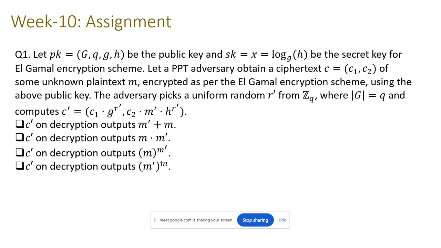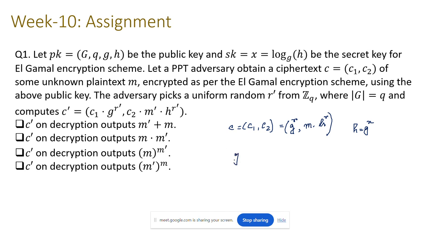So basically, C, that is C1 comma C2, according to the ElGamal encryption scheme, has the form of some G to the power R, and the second component being the message M multiplied with H to the power R, where H is the public key, so H is as given G to the power X. So this is the ciphertext for message M.